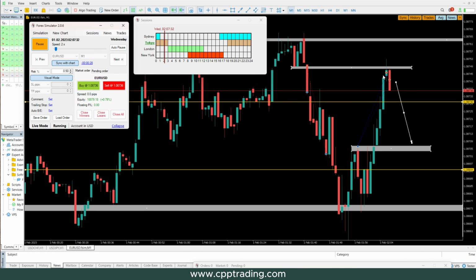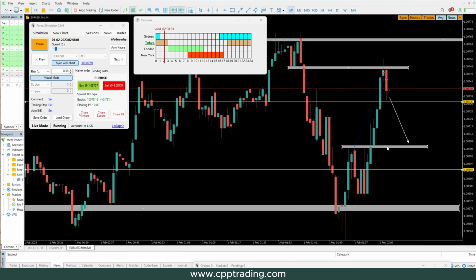Because this has been an extended move, it's very likely that we will see a pullback, and I simply do not want to be in this trade while it's coming back to the entry and then having to get out at break even. So that's something we want to avoid.